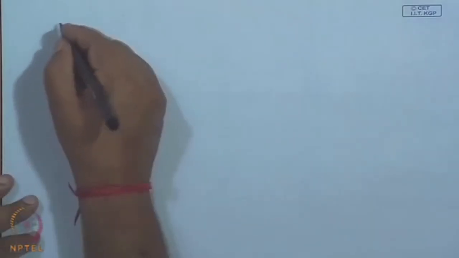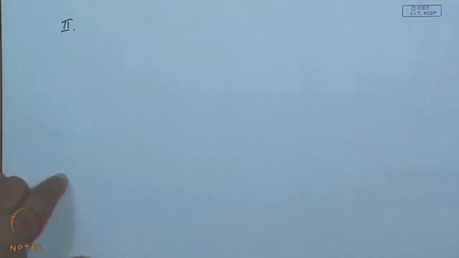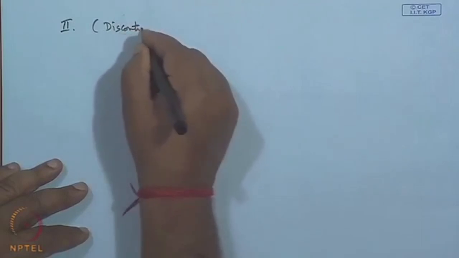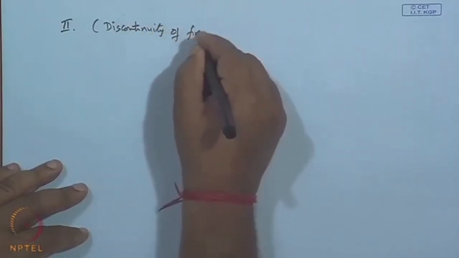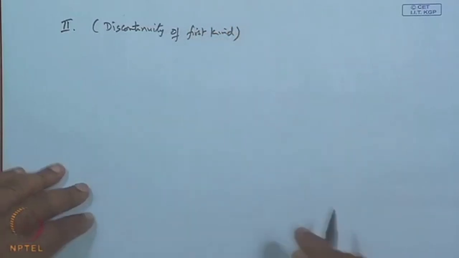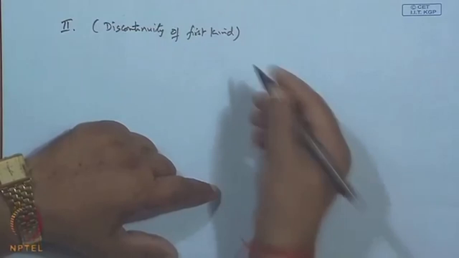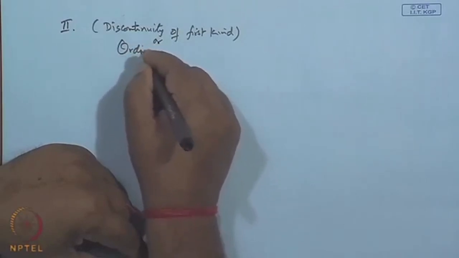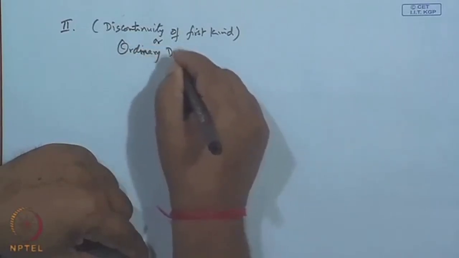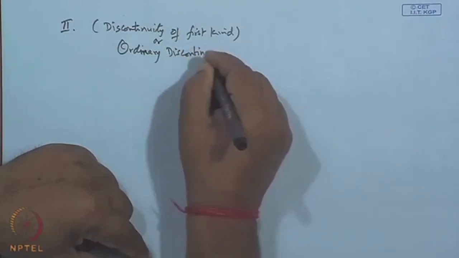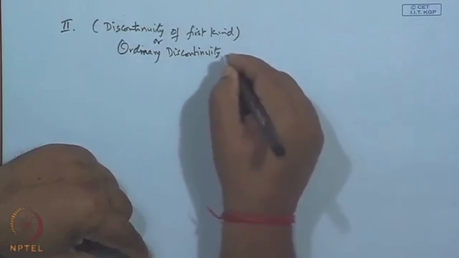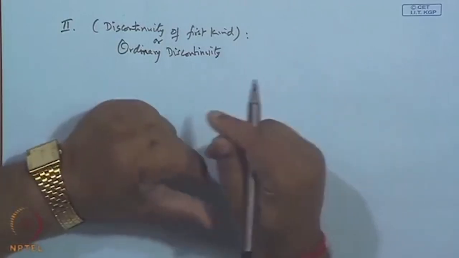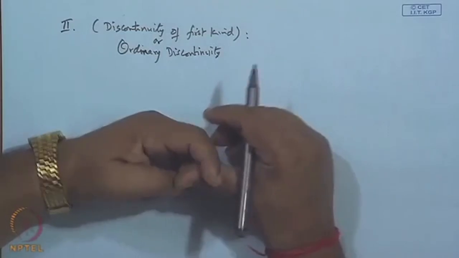The second type of discontinuity, we call it a discontinuity of the first kind, or sometimes we also call it an ordinary discontinuity at this point. Okay. So, what we say is, if the limit exists, that is, both the left hand and right hand limits exist, but they are different.